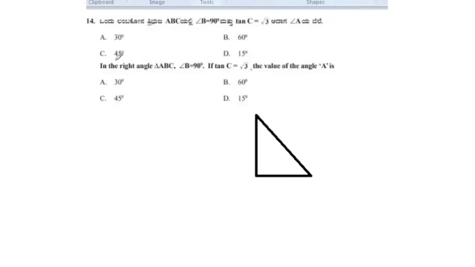14th question: in a right angle triangle ABC, angle B is 90 degrees and tan C is equal to root 3, then find the value of angle A. Clearly they have given ABC is a right angle triangle and angle B is 90 degrees. The other condition in this question is tan C is equal to root 3. We all know that tan 60 is root 3, therefore C is equal to 60 degrees.